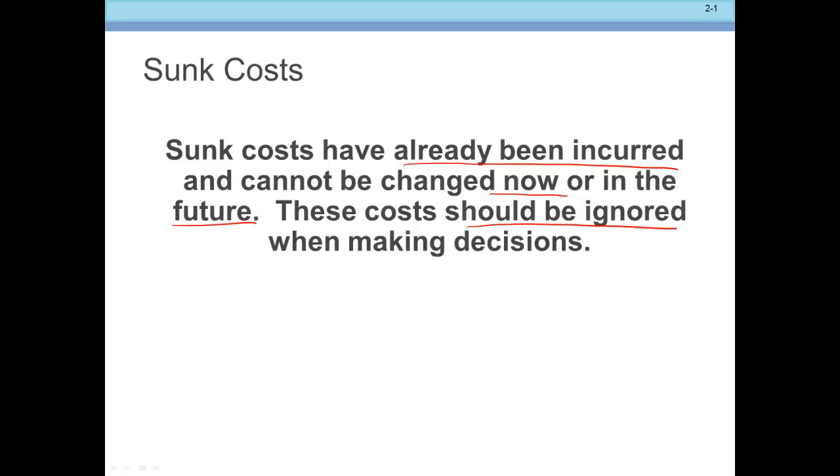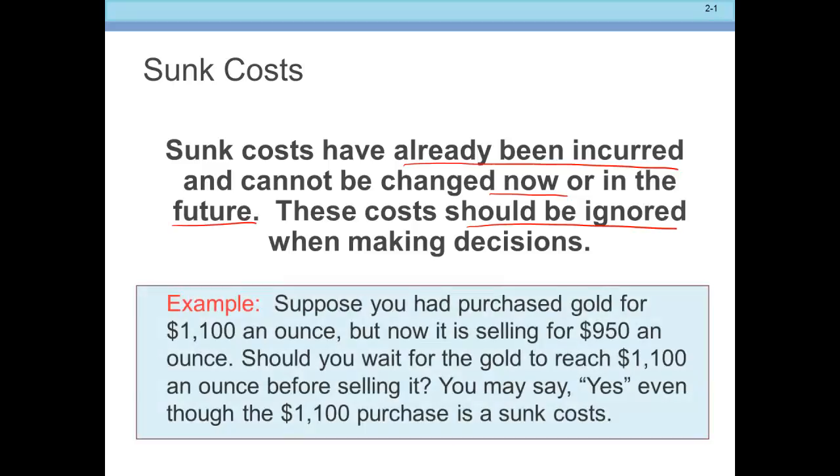An example from the business world might be if we purchase gold for $1,100 an ounce and it's now selling for $950 an ounce. Should we hold on to it until the price rises above $1,100? Usually people say yes, but the original purchase price is a sunk cost, so it shouldn't play a part in our decision to hold or sell the gold.